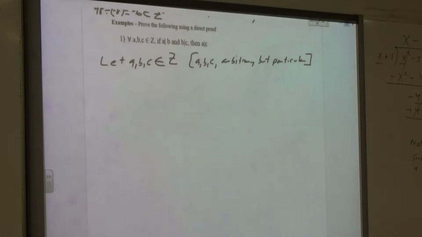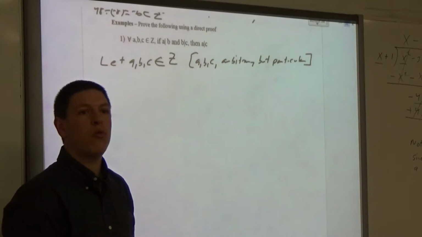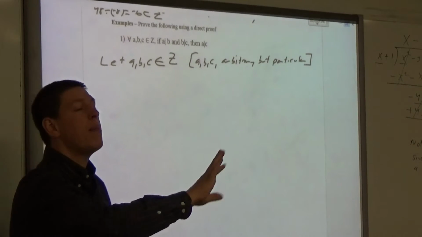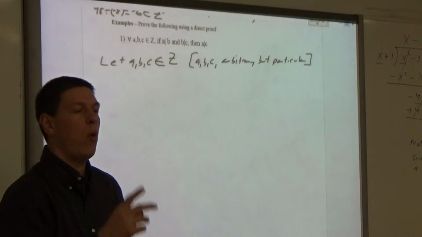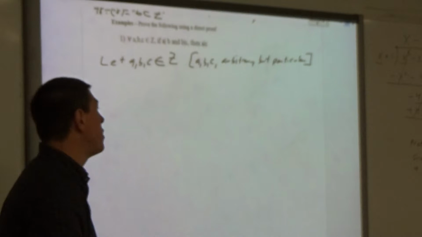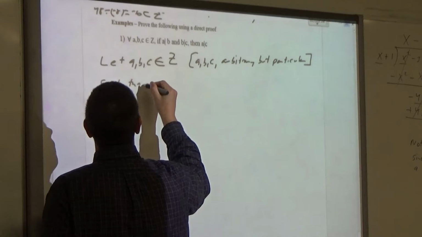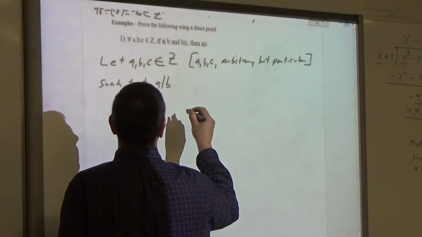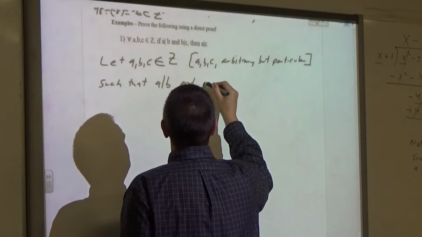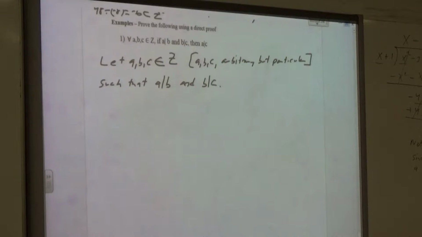So what's something else that we have to say? Don't we have a conditional statement? Doesn't it say if A divides B and B divides C? Don't we have to make that assumption? Anytime it says if, you have to assume that that's true. Didn't we do that the other day with perfect squares? We said if they're perfect squares, then it plugged into that formula. So we're going to say such that A divides B and B divides C.